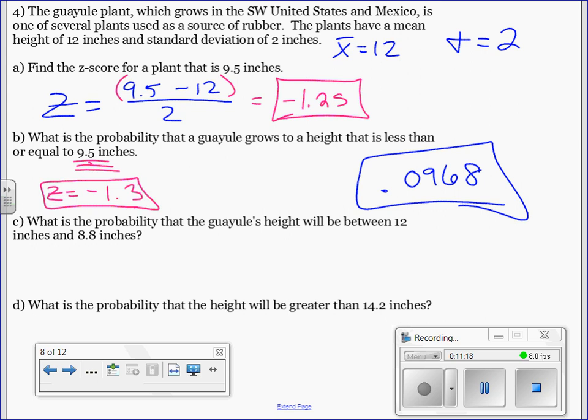All right, let's talk game plan. We're going to z-score the 12. We're going to z-score the 8.8. And then don't minus those z-scores. You don't minus the z-scores. You look on the chart for both of the scores, but then you subtract the answer at the very end.